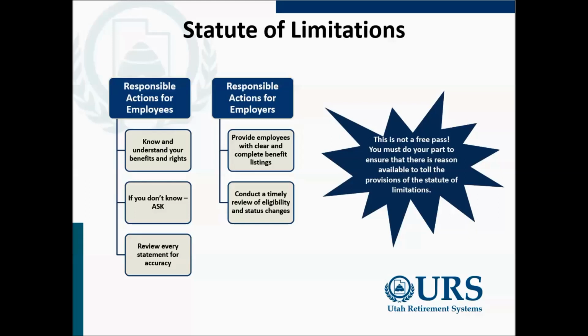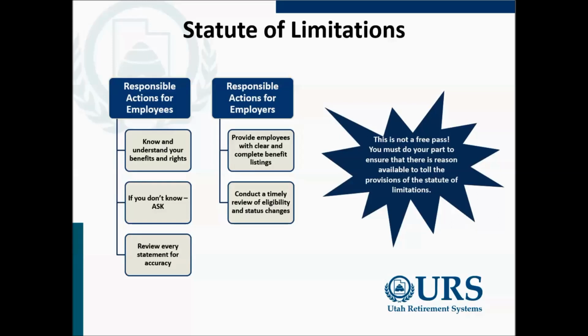Responsible actions for the employers: make sure that you're providing employees with clear and complete benefit listings. Make sure they know if they're eligible for URS. Make sure they understand if they're not eligible and why. Conduct a timely review of eligibility for your employees and status changes to make sure that you're reporting them correctly.